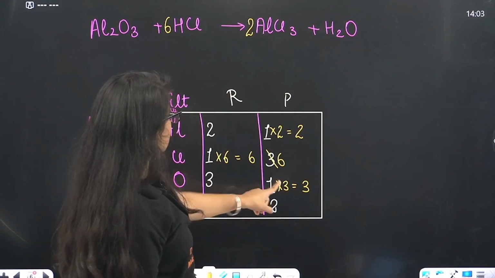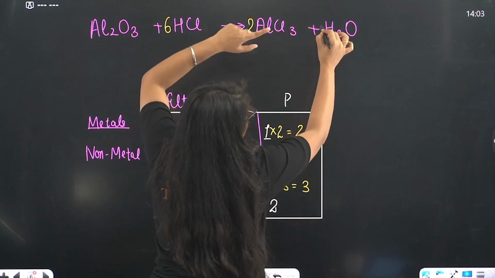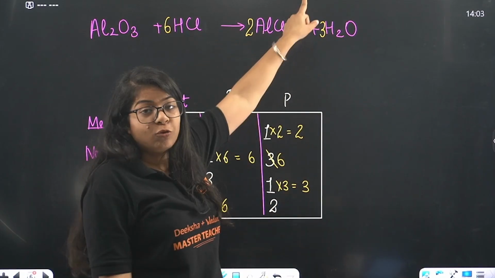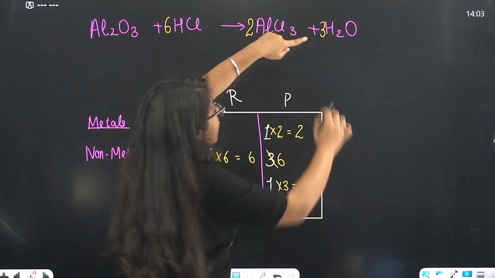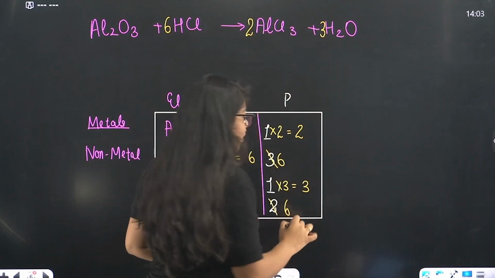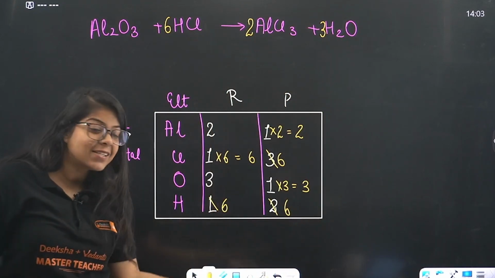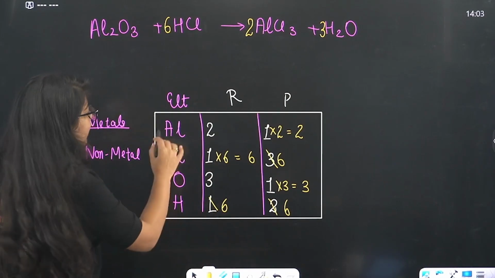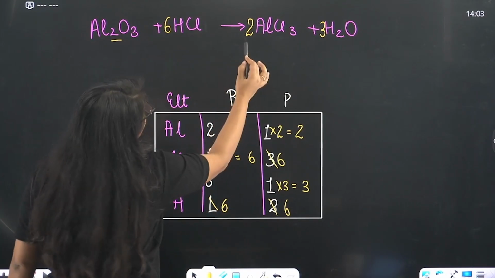How will I do this? I will have to multiply this with the whole water molecule. Now, in trying to balance oxygen, I unbalance hydrogen. 3 into 2, there are 6 hydrogens now. But in trying to balance everything else, hydrogen got balanced by itself. Okay? So, aluminium 2, aluminium 2.